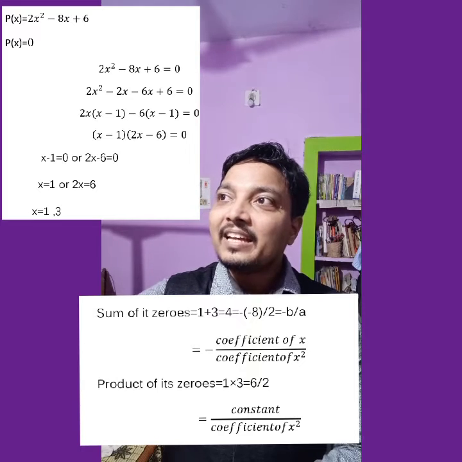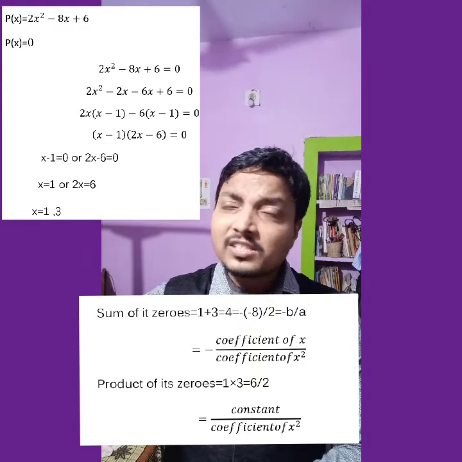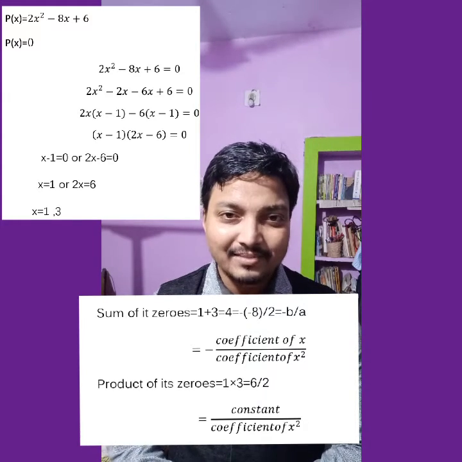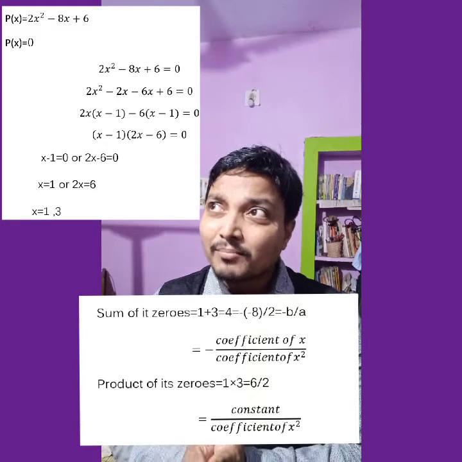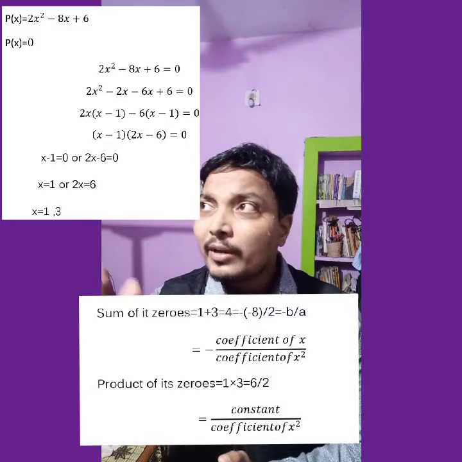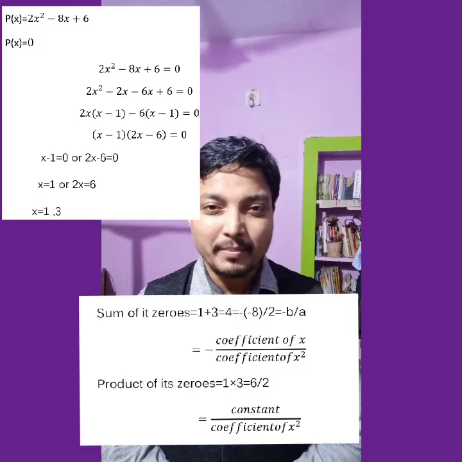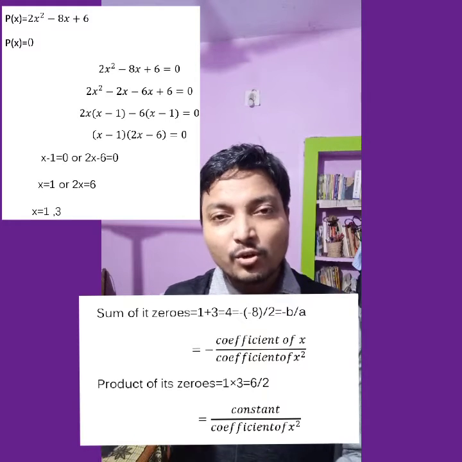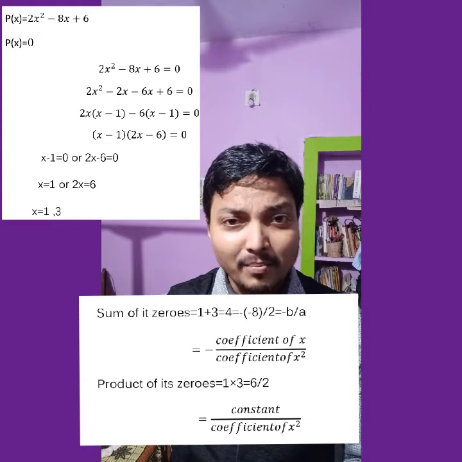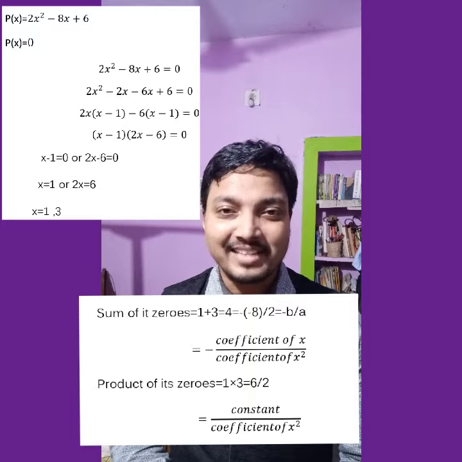So here b means, in the standard form ax square plus bx plus c, b is the coefficient of x and a is the coefficient of x square. Clear? So from the first polynomial we got the zeros as 1 and 3. Here the sum of the 2 zeros is 4, which is the same as minus b by a. Minus b by a means minus the coefficient of x divided by the coefficient of x square. The sum is expressed in terms of the coefficients. Then we check the product, to see how much we get.